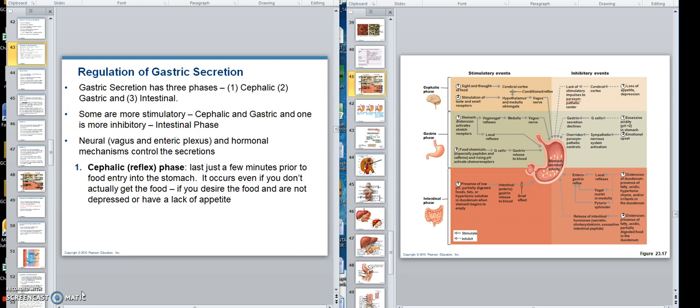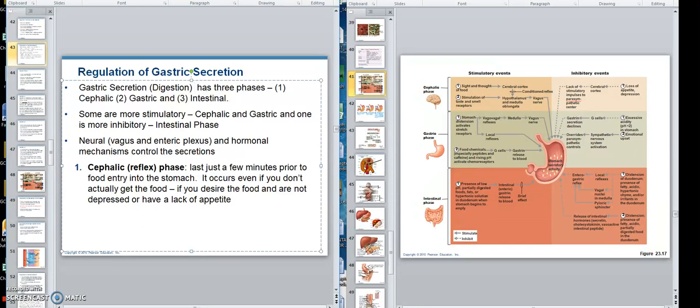All right, so the gastric phase, I'm going to say of secretion, or really the gastric phase of digestion would be even better. I'm going to say gastric phase of secretion, but in parentheses, really gastric phase of digestion, has three phases. One is the cephalic phase. Now that involves the head. The next is the gastric, that involves the stomach, and the next is the intestinal.